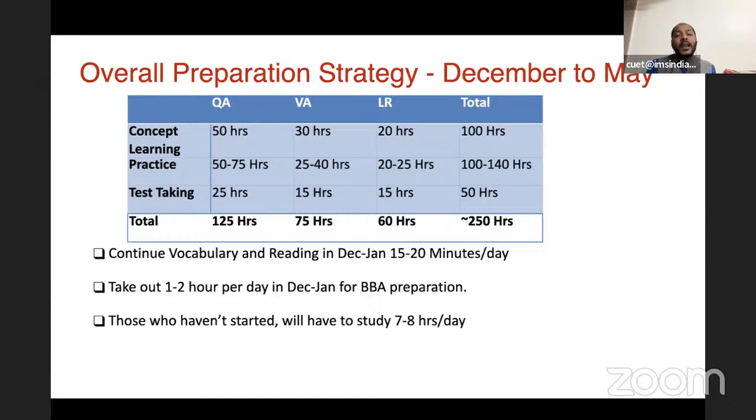Those who haven't started will have to study 7-8 hours per day after board exams. Okay, this is after board exams. Please note, this is after boards. So this is not something which I'm saying right now. This is basically after board exams. Okay.